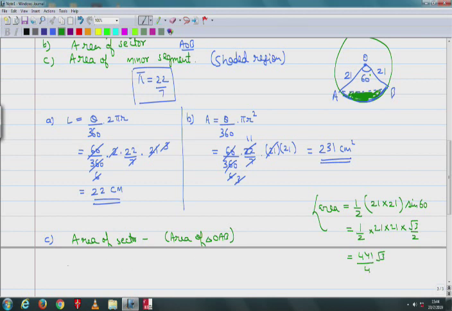So the remaining area of the segment will be area of sector, which is 231, minus 441 root 3 by 4. Now you can simplify this, substituting the value of root 3 as 1.73. So always remember the two things, the value of root 3 and root 2. The value of root 2 is 1.414 and root 3 is 1.732. These are the two values which you can put in to get the area of the segment.